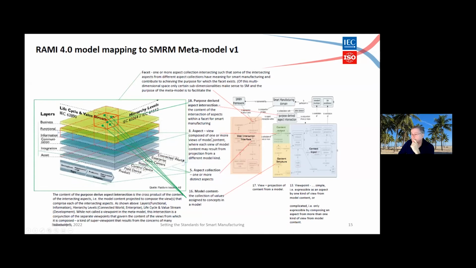The RAMI model, you take a look at it at the same time. They have a dimension: business, functional, information, communication, integration, asset, et cetera. That's a dimension. The business, the functional, the information are aspects. And then the facet is the view that brings all those pieces together. So in this case, you've got 3 dimensions: life cycles, hierarchies, and layers. Okay. And they're made up of individual pieces. So for your model, you may not care about some of those dimensions. You may care only about parts of them.